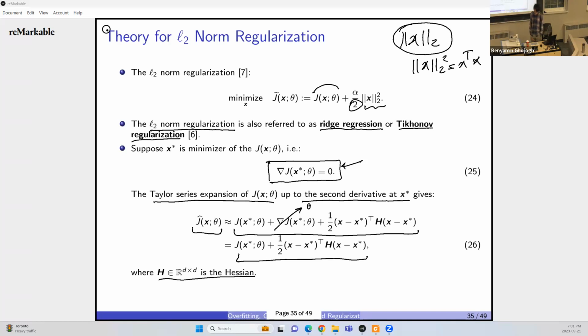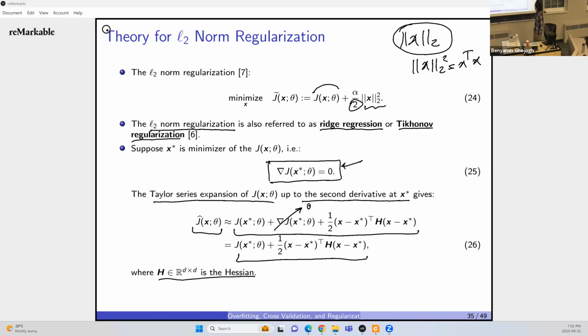So the L2 norm regularization is as shown here in this equation 24. So we have J, which is the actual cost, plus some regularization term. And alpha, or alpha over 2, is the regularization parameter, right? And this is the L2 norm regularizer. So this is the regularized cost. When we have L2 norm for the regularization or for the penalty, that's also called Tikhonov regularization.